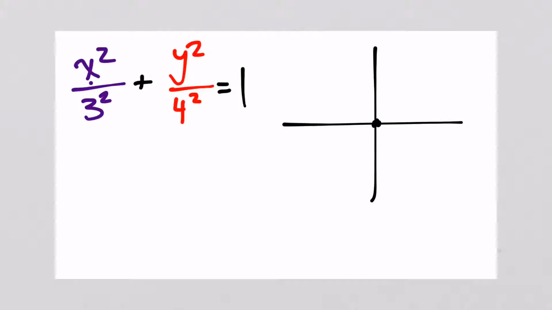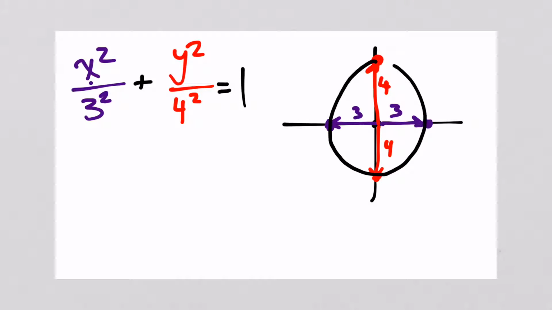So I read that 3 underneath my x as telling me to go 3 in the x direction to the right, 3 to the left. I look at that 4 and I see that telling me to go 4 up, and 4 down to get all these points. And once I have those points, all I have to do is draw in the resulting shape, which is an ellipse. It's like a circle, except the horizontal distance away from the center and the vertical distance away from the center are not the same. But you'll notice graphing it worked essentially the exact same way.